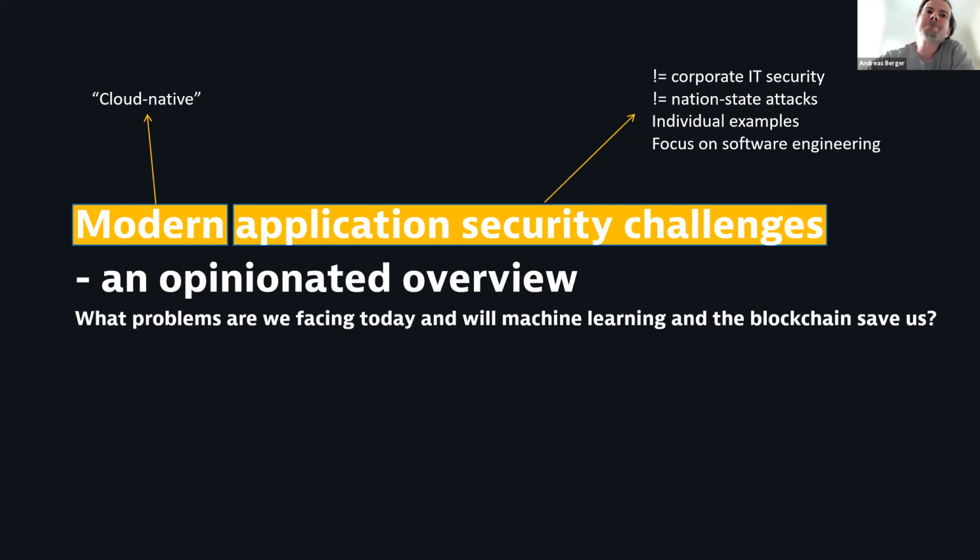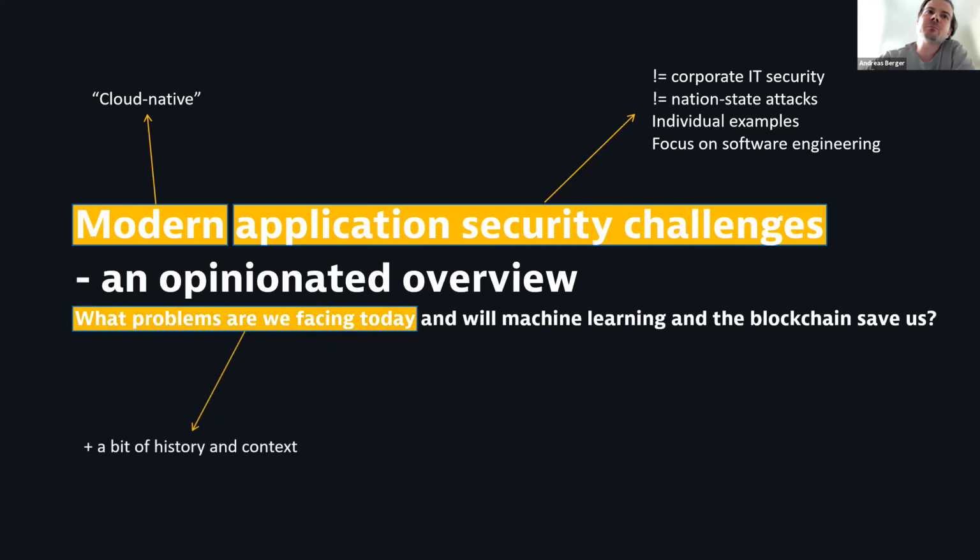So, looking at the subtitle there, what problems are we facing today? As I said, I want to focus on application security challenges in cloud native. I also want to give you a bit of history and context of what is different in cloud native than it was before, and what is relevant from the past, at least a short history, a summary that I can manage to do in this short time.